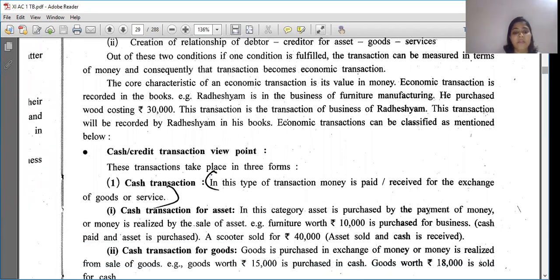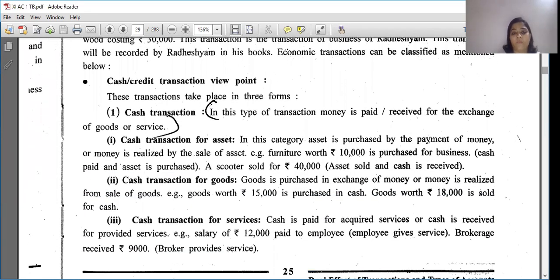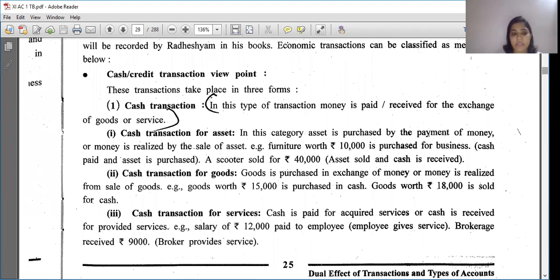Cash transaction and credit transaction. Now, taking care of cash and credit transaction. In cash transaction, what happens? Money is paid or received in exchange for goods or services. As I said, you are taking the service of a mobile telecom company. You are paying cash. What are you getting in exchange? You are getting service in exchange.